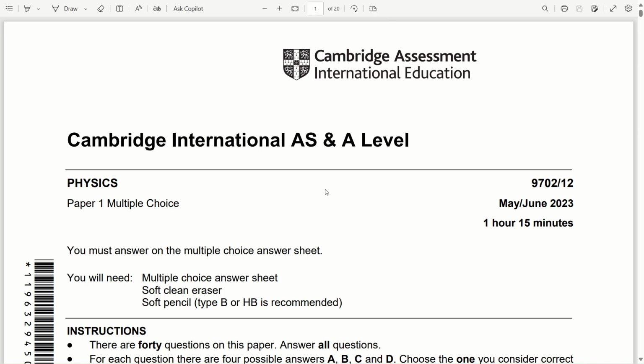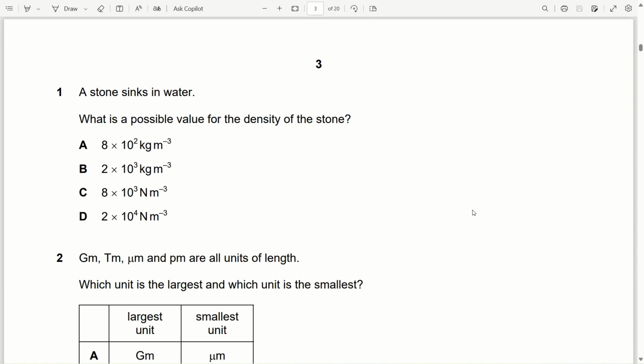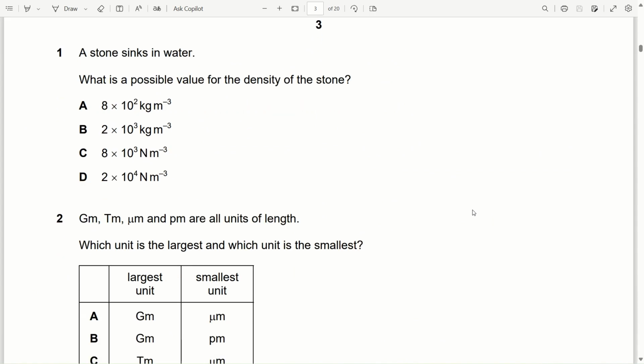Hello, in this video we will solve 9702 component 12 May-June 2023. So the first question is: a stone sinks in water. What is a possible value for the density of stone?